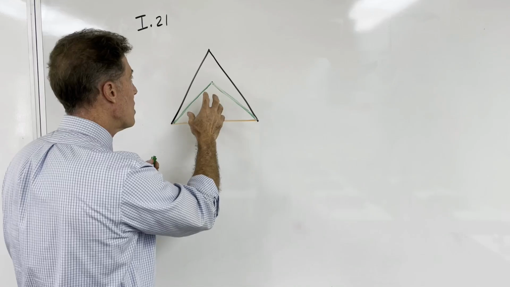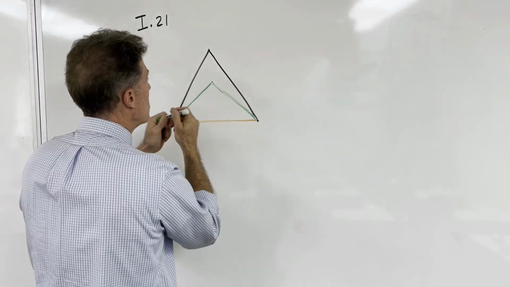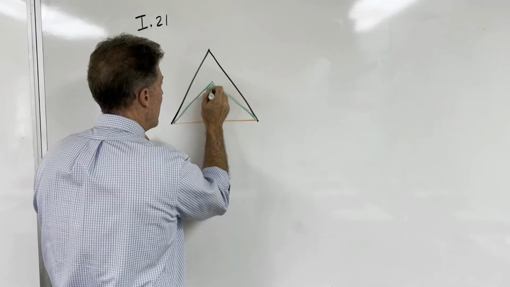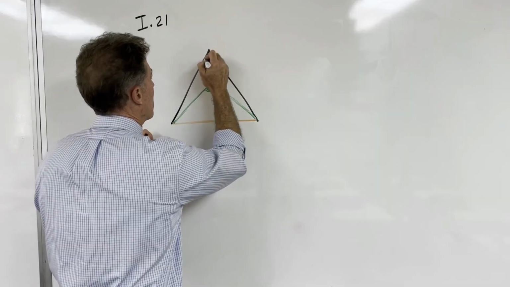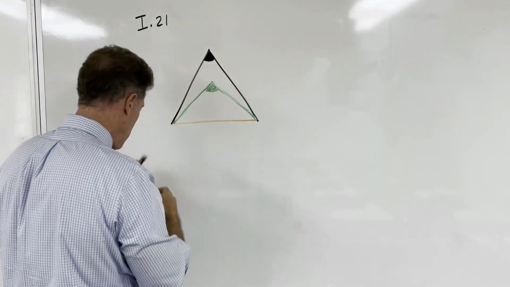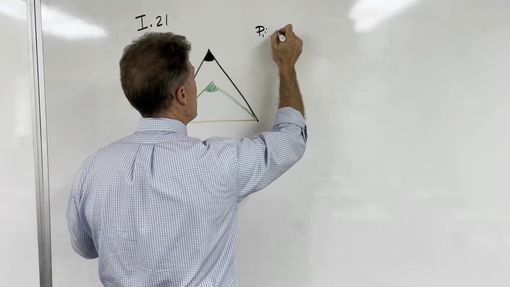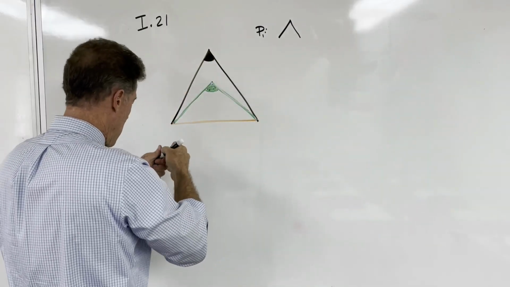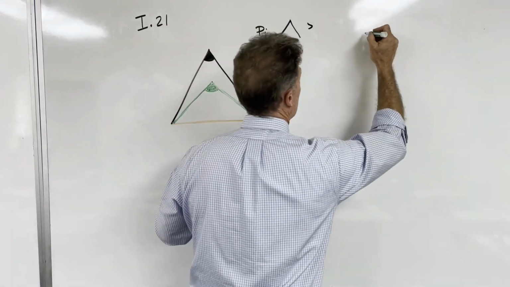Okay, so that's our goal, to show that these two legs are bigger than these two legs, but that this angle here is bigger than this angle here. All right, so here are the two things we're trying to prove. Okay, the first thing we're trying to prove is that the black legs are greater than the green legs.